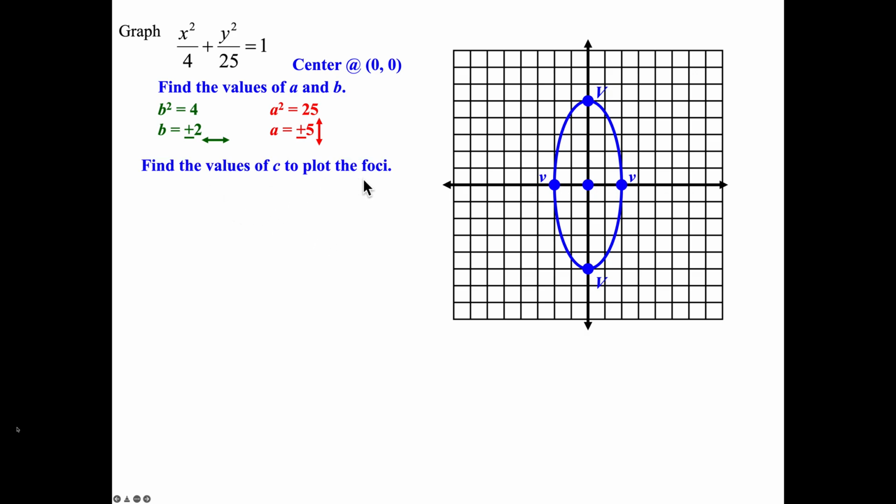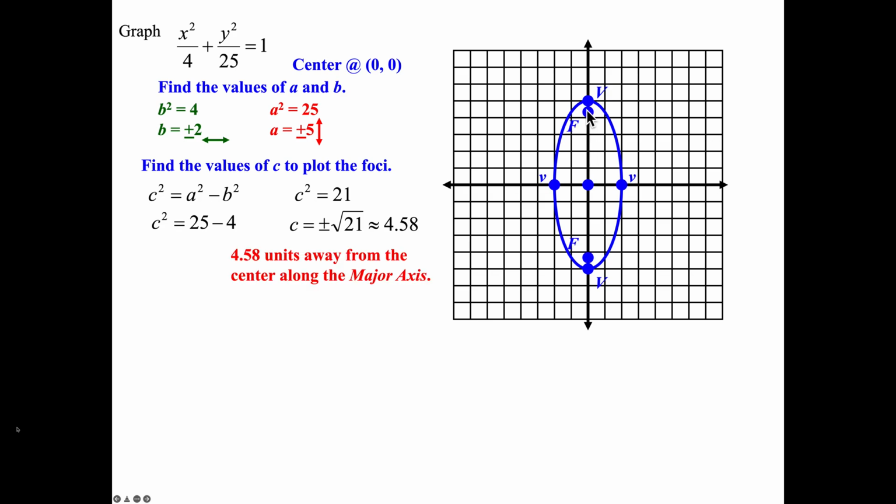Still got to find that foci points. So again, c squared equals a squared minus b squared. Big minus small. 25 minus 4 is 21. The square root of 21. Well, we'll leave it as plus or minus the square root of 21, but for graphing purposes, we'll go find a decimal representation saying it's just a little bit past 4.5. So from the center up 1, 2, 3, 4, ooh, really close to those vertices.